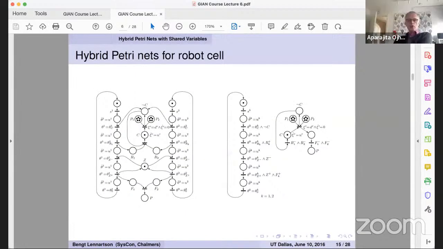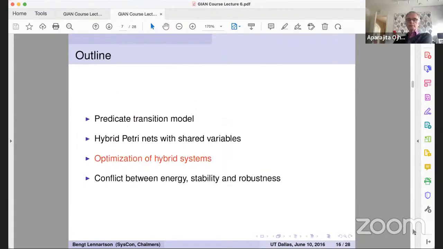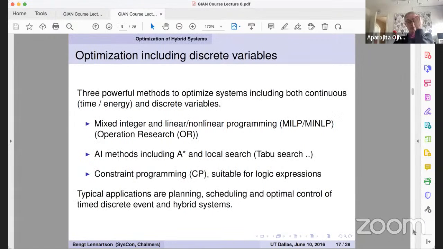So then I show you, it's not an important contribution to our industrial results, but the fact that these hybrid automata, which I introduced earlier, can also be used in this situation, or in this case, hybrid Petri nets. So for quite complex situations, this hybrid Petri net describes the behavior. But then we come to the optimization part.